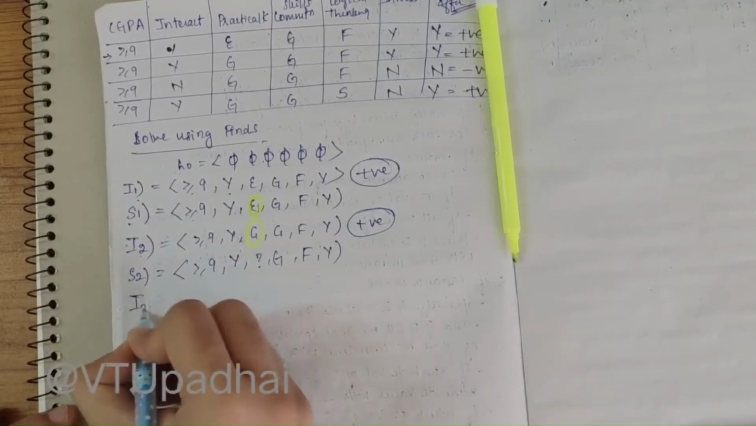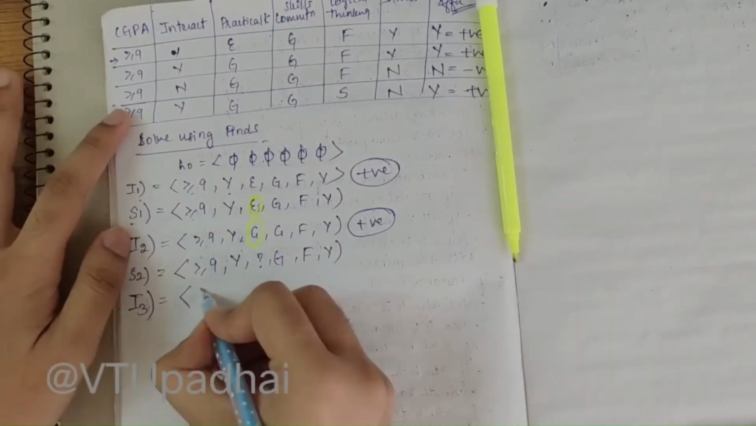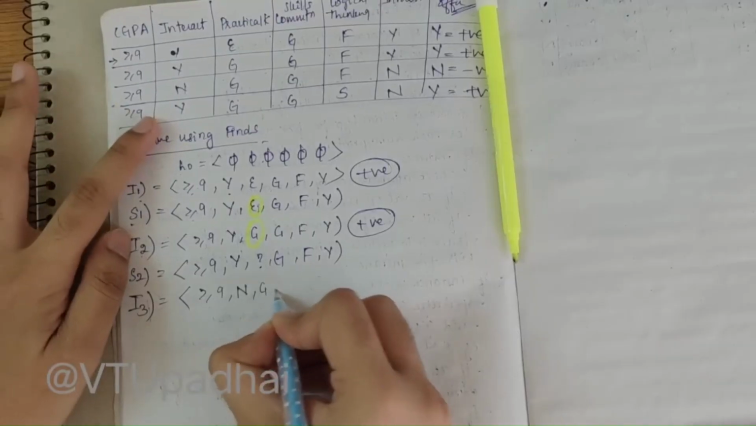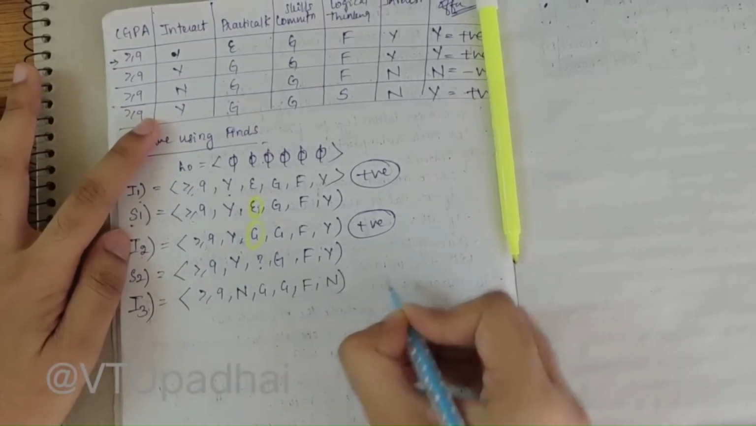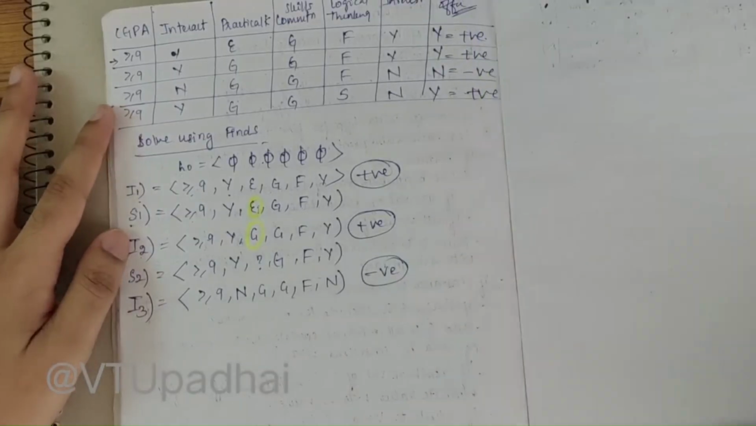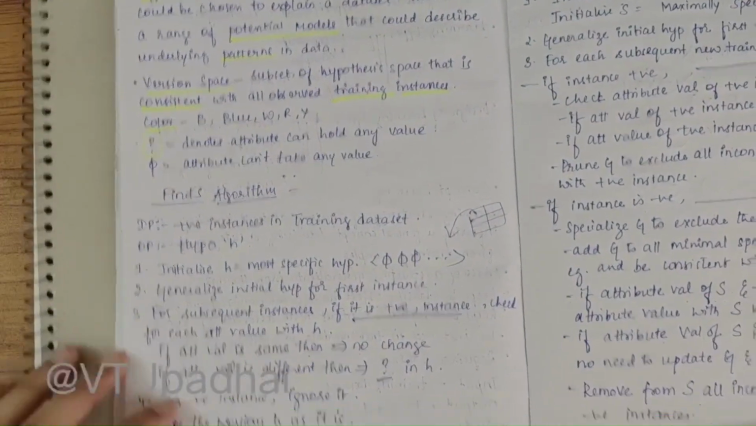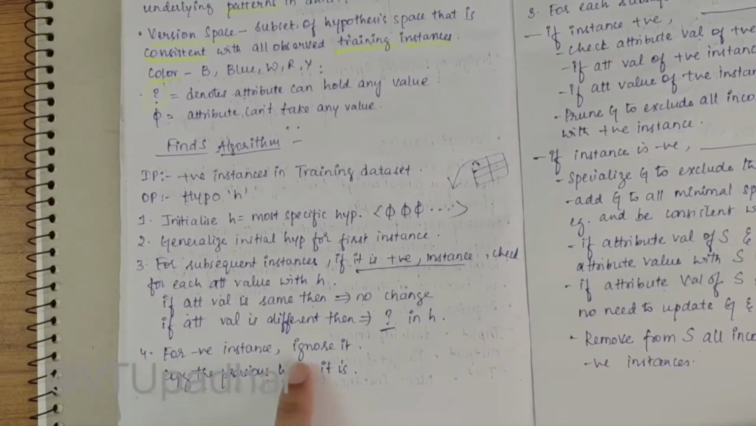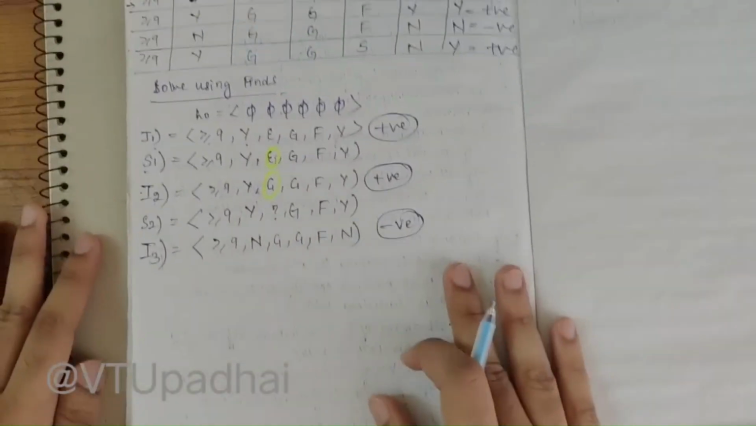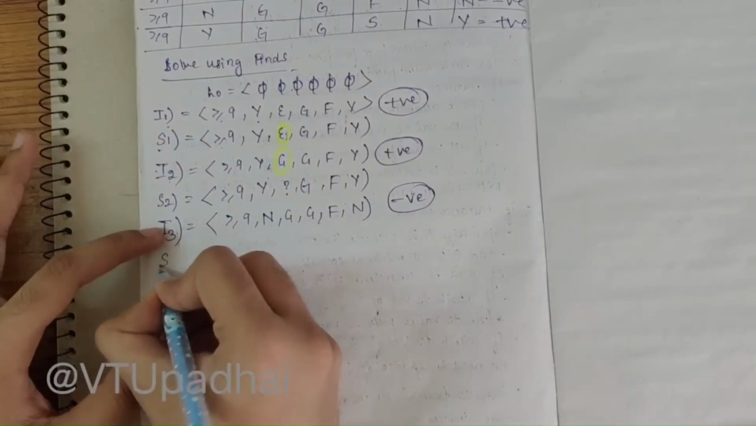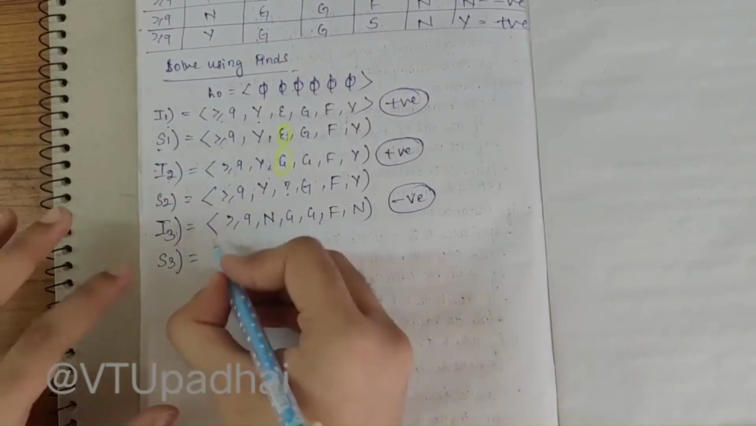Now I'll consider the third instance. I'll write greater than or equal to 9, N, G, G, F, and N. Here I have a negative instance. So whenever I have a negative instance, ignore it and copy the previous H as it is. So here I need not perform anything. For the S3 value, I'll copy whatever S2 is as it is.